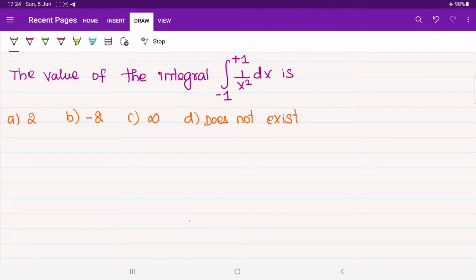Now take the function. The value of the integral is simply defined as the integral from -1 to +1 of 1 upon x power 2. So just to clearly write this, it is 1 by x power 2 into dx equals dash. They have given certain options like 2, -2, infinity, does not exist. Shall we proceed? Yes, of course you all know how to integrate the given function. How will you do that?